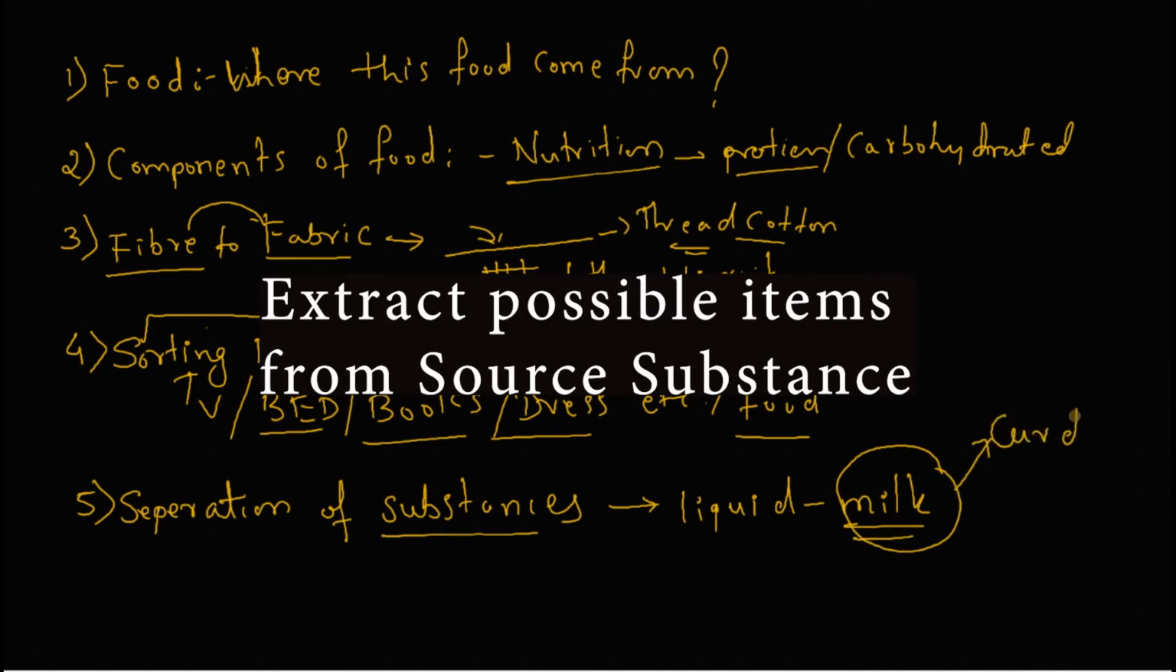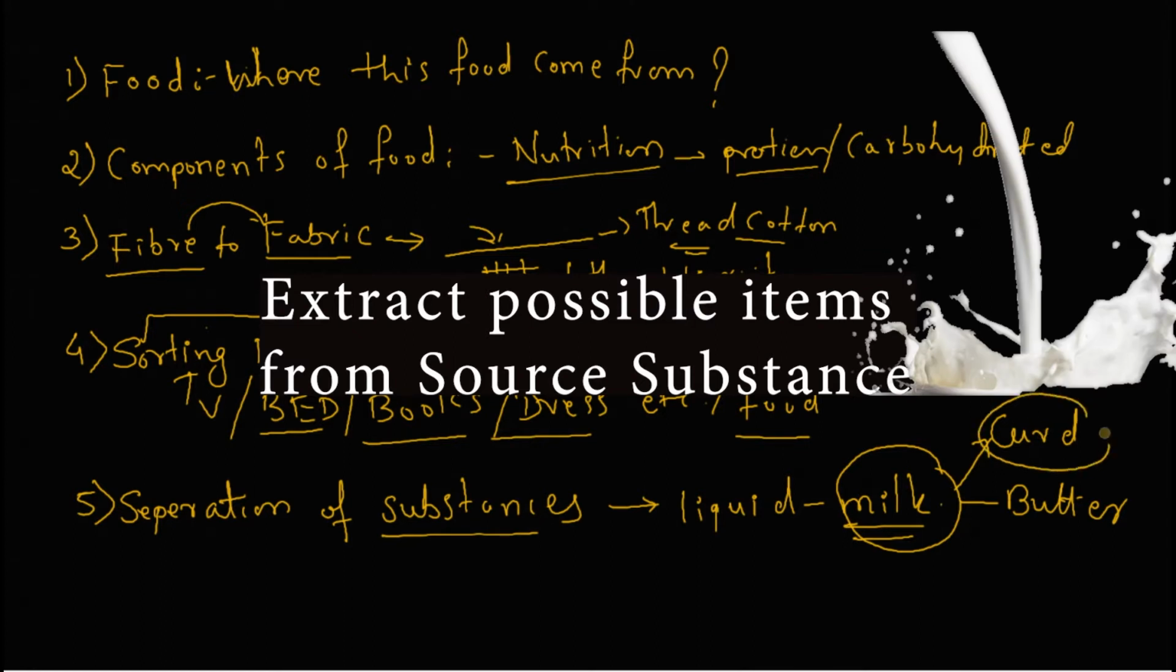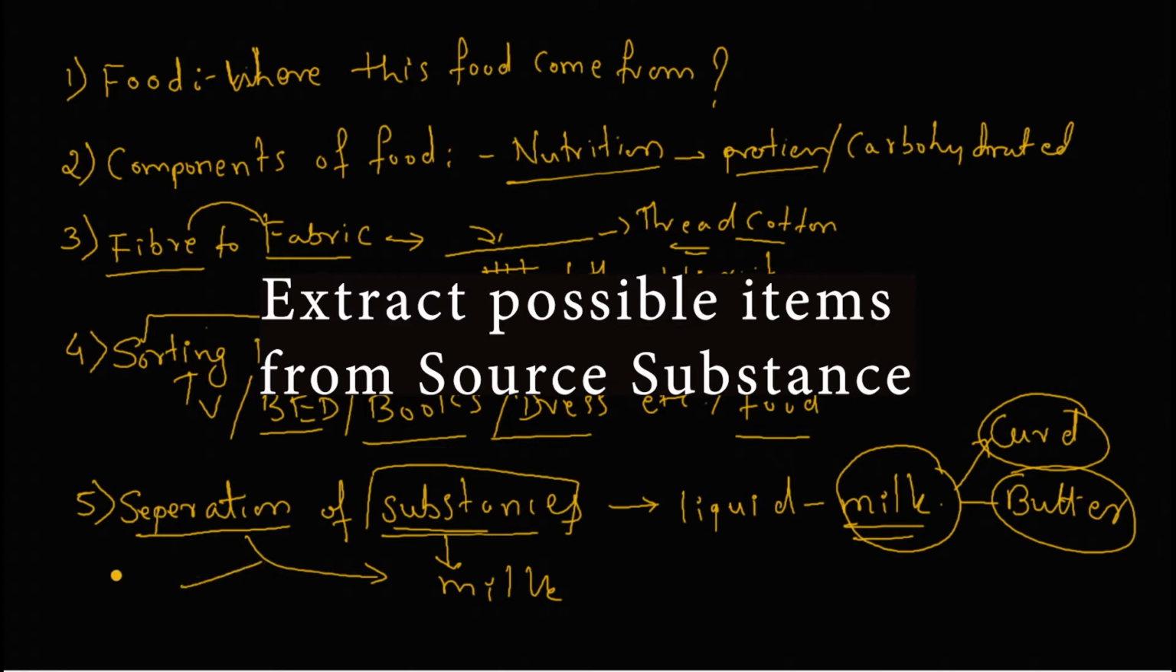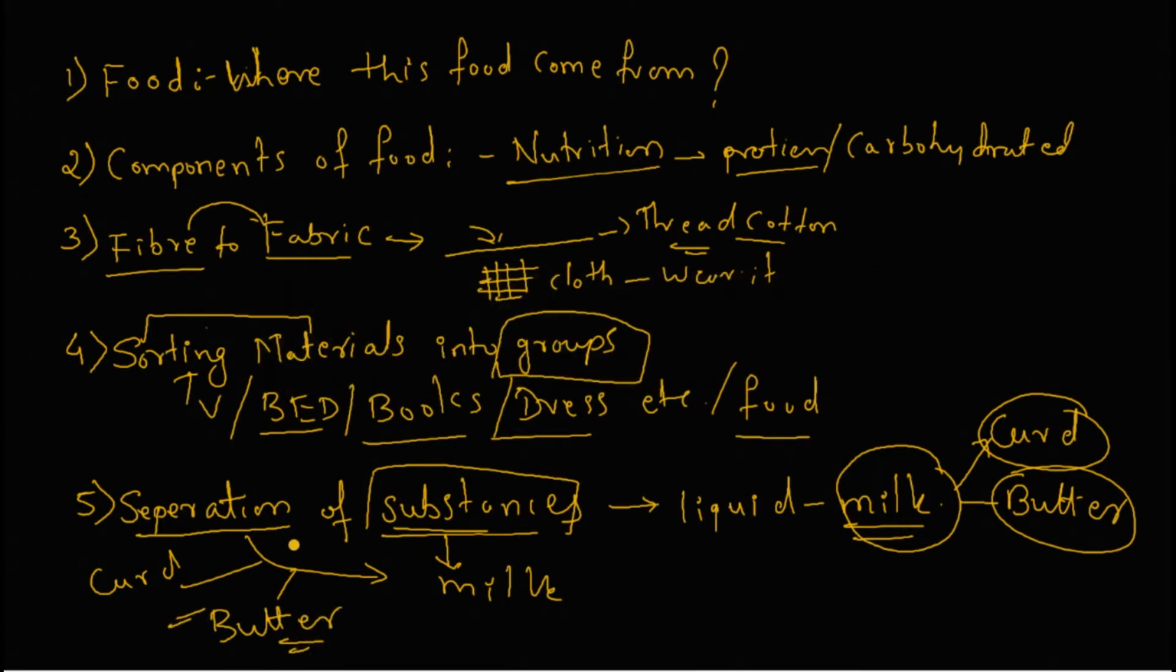Curd, butter. So you are separating curd and butter from the milk. We are doing separation from a substance. The substance here is milk, and the separation products are two, one is curd and one is butter. These are the things we are going to discuss in the 5th chapter.